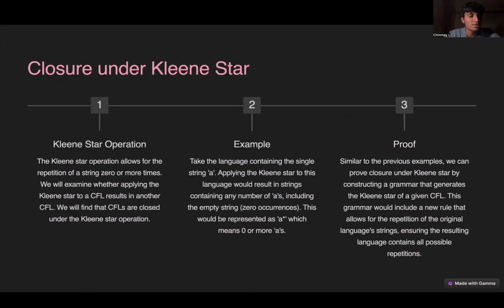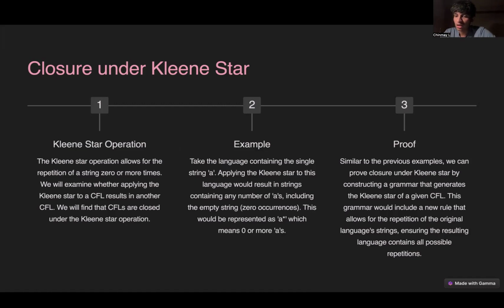Closure under Kleene star. The Kleene star operation allows for the repetition of a string zero or more times. We will examine whether applying the Kleene star to a CFL results in another CFL. We will find that CFLs are closed under the Kleene star operation. Take the language containing a simple string A. Applying the Kleene star to this language would result in strings containing any number of A's, including the empty string. This would be represented as A star, which means zero or more A's.